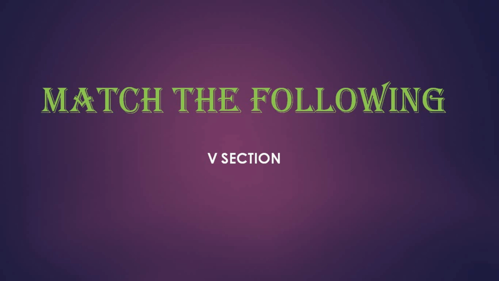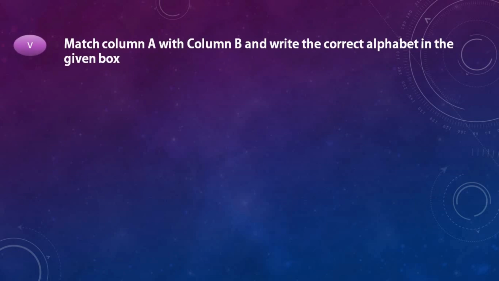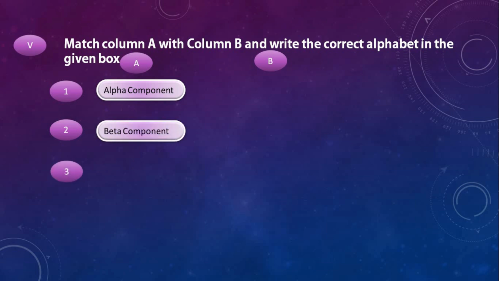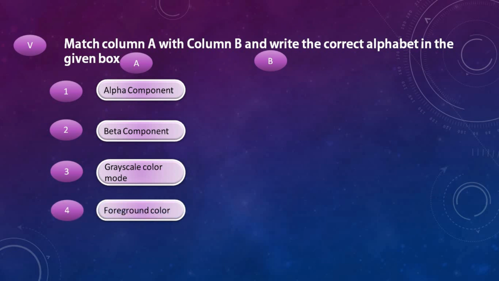So next we have match the following. Match column A with column B and write the correct alphabets in the given box. So first, we have alpha component, beta component, grayscale color mode, foreground color, background color.